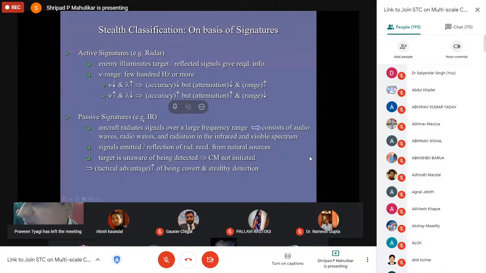Till about 20, 25, 30 years back, IR detectors had a range of hardly 5 or 10 kilometers, and radar detection ranges were well above 100 kilometers. But with advancements in IR detector technology, sensitivity has gone up. Modern IR detectors have detection ranges comparable to radar, of the order of 100 kilometers or even higher. That is why IR detectors are also used as infrared search and track, even for ground-based surveillance, and onboard aircraft as forward-looking infrared.